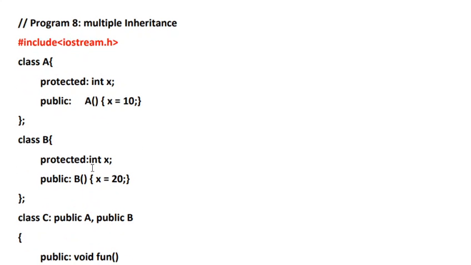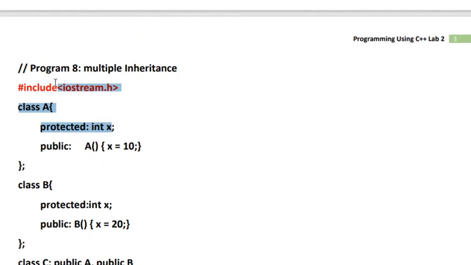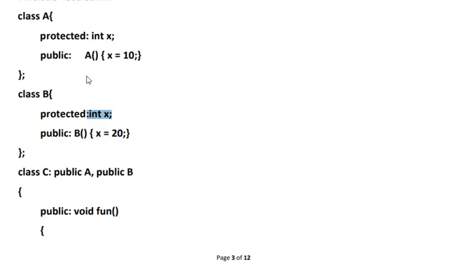Now the eighth program that we have is a very simple program for multiple inheritance. Just see, I have two classes A and B, where we have a protected member x in both the classes, and we have function A in class A and function B in class B, where A initializes x to 10 and B initializes x to 20. This x is a member of A and this x is a member of B. So I can have a member function that will access the value of x of class A and x of class B.